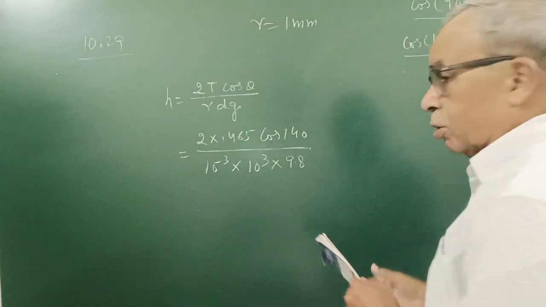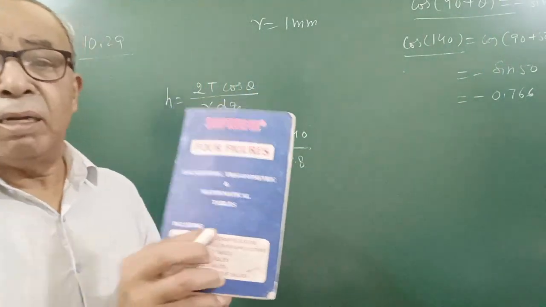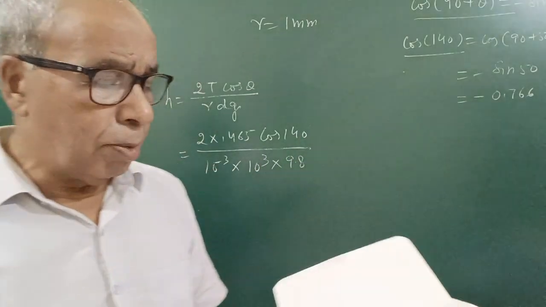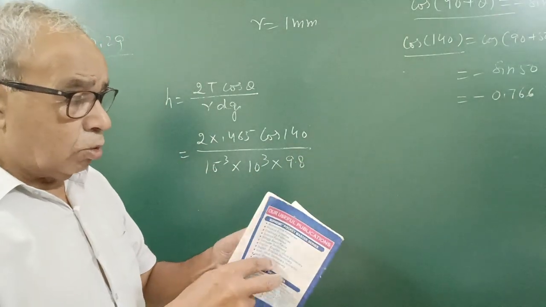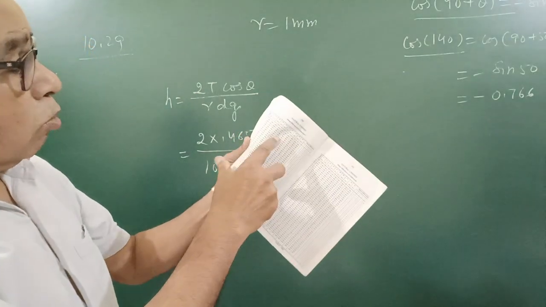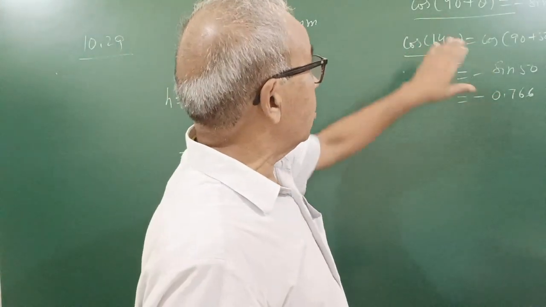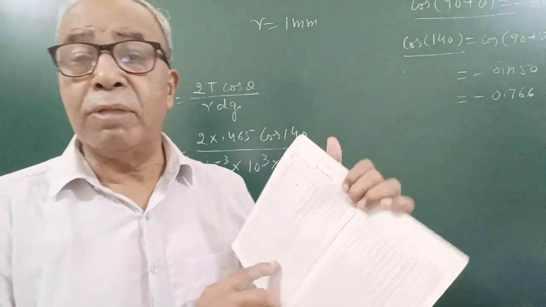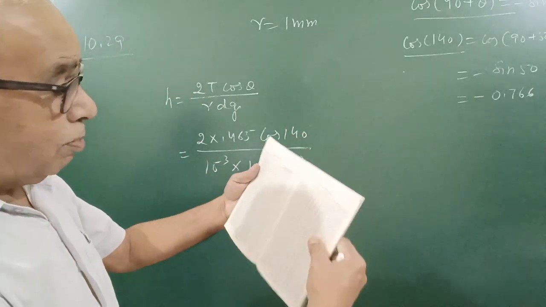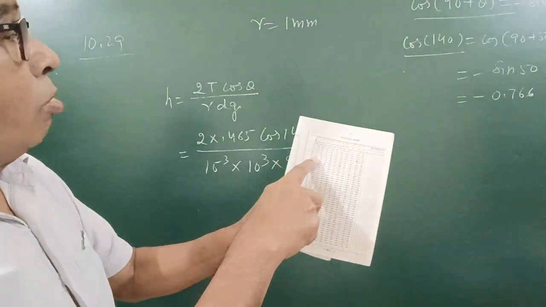Cos 140 is equal to 90 plus. Please have this table with you. Any printer or publisher may give this. So here it is sine, here it is natural cosine. Why have I not written cos 140? Because this table gives the value of angles only up to 90. So natural sine 50 here is 0.7660.